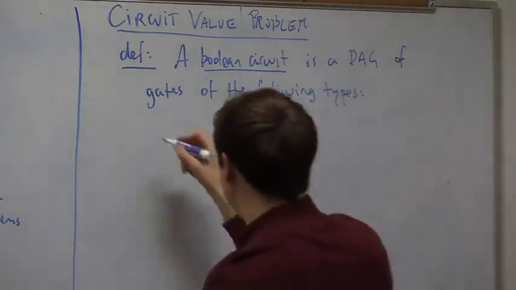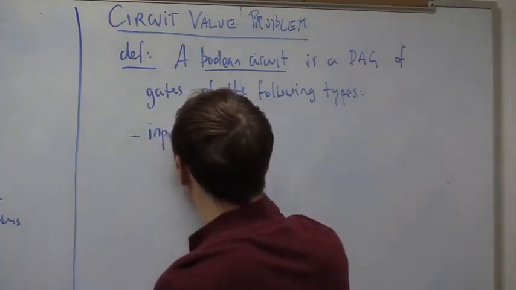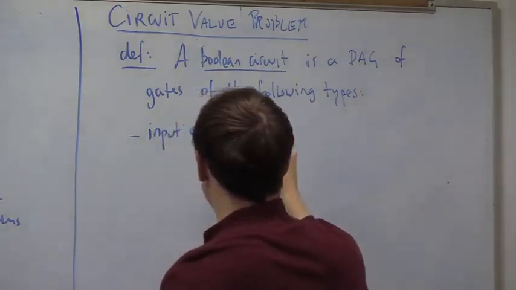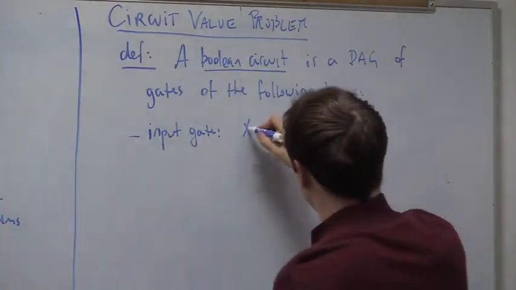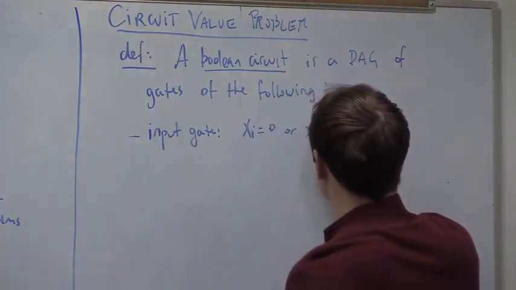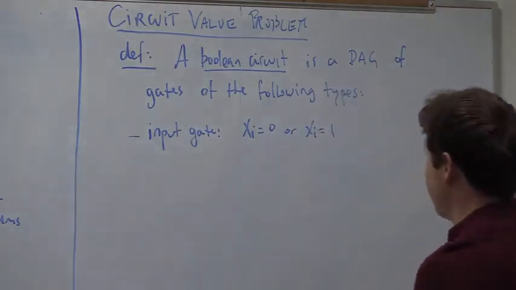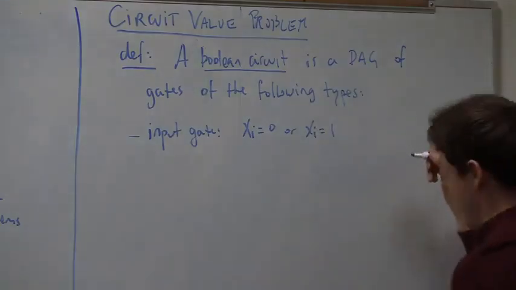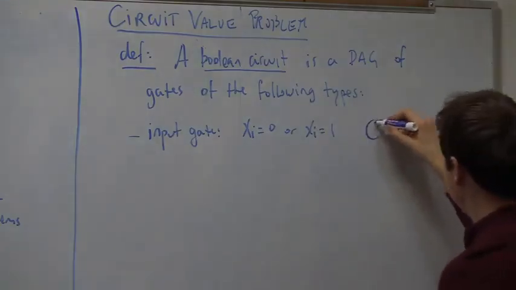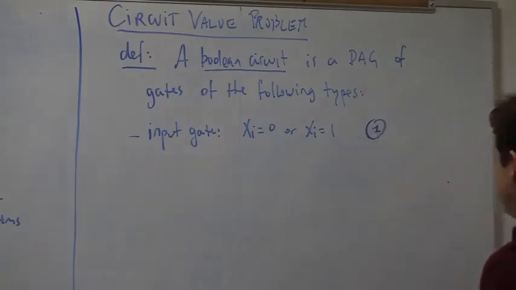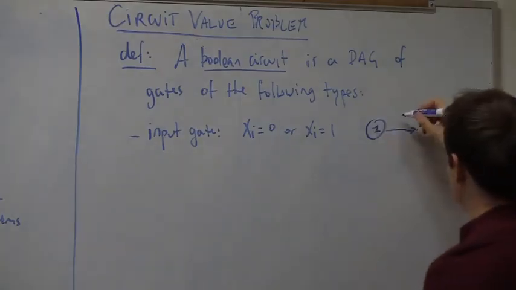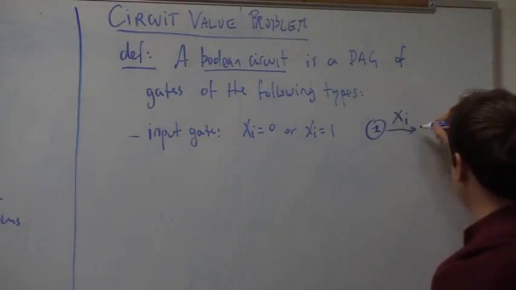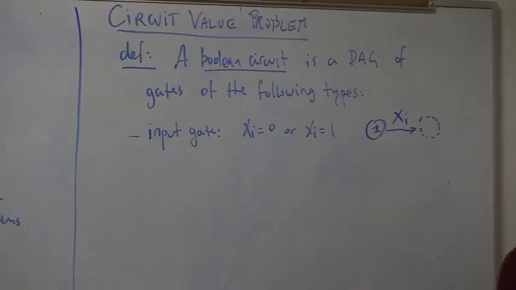So you can either have an input gate that you can denote as either xi equals 0 or xi equals 1, depending upon whether that input gate has input 0 or input 1. One way you can think about it is that inside your graph you have a vertex labeled 1, and you have the variable xi that points into some other vertex.